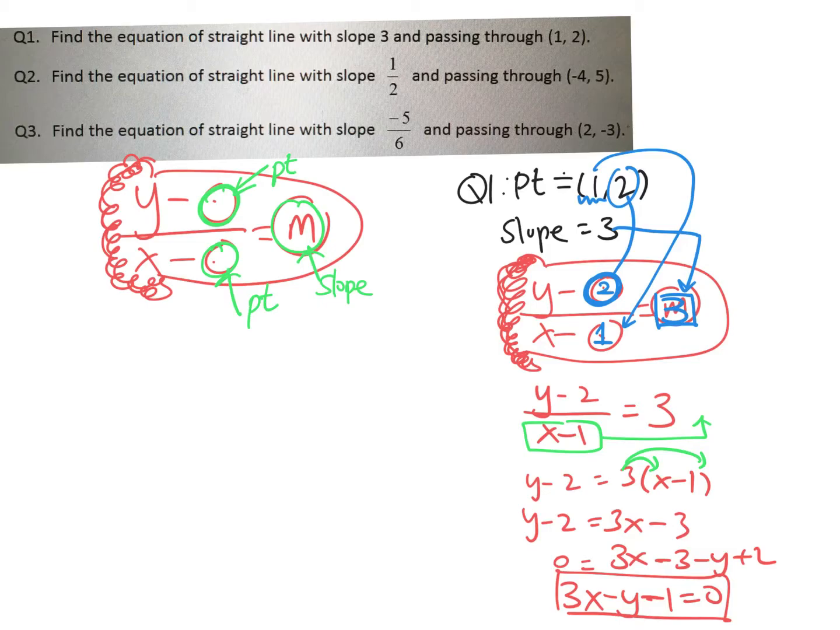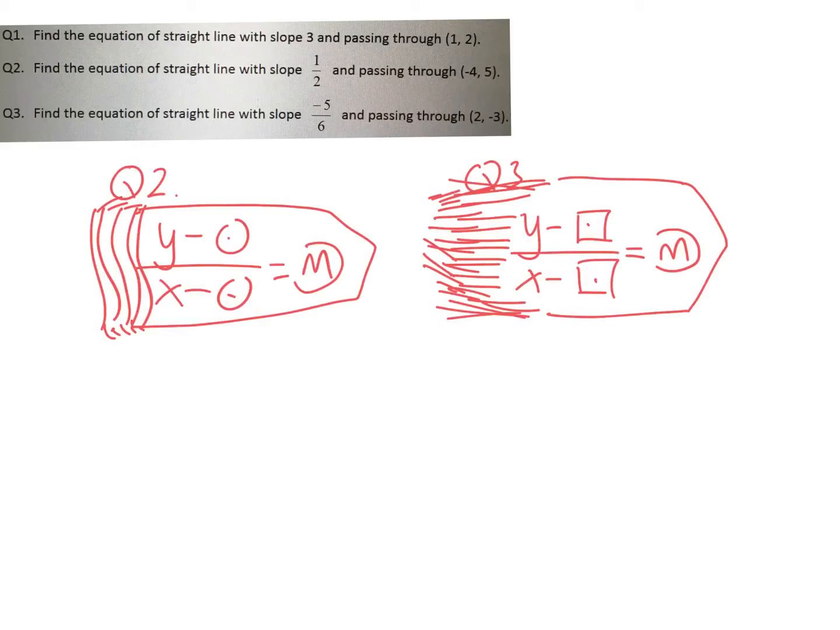Remember, for the final answer, the coefficient of x must be positive, and you must get equal to 0, and every coefficient or the constant must be an integer. Let's continue with question 2 and 3. Let me get the Waterloo ready first. Okay, the Waterloo is ready.